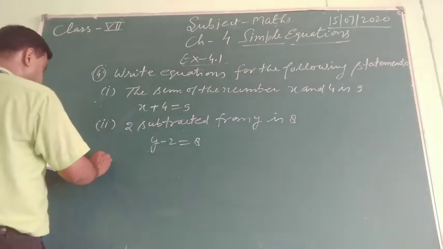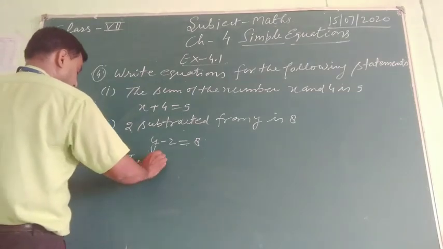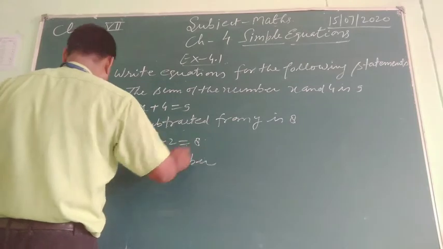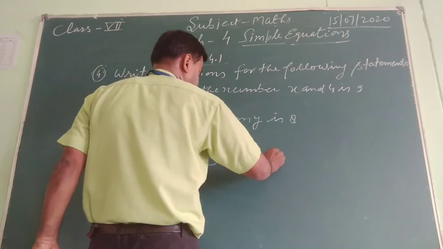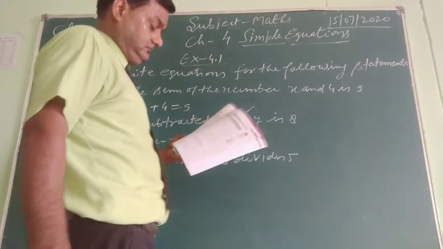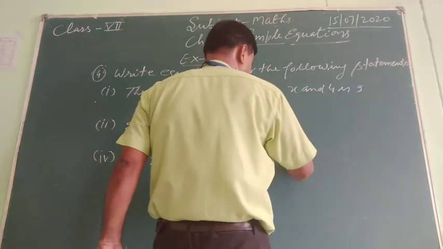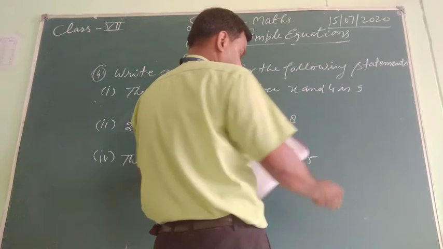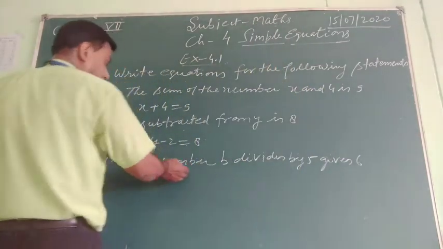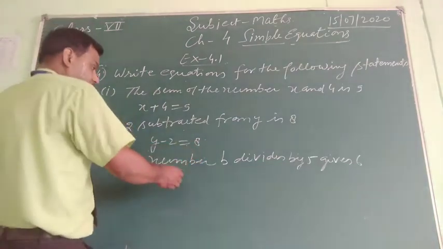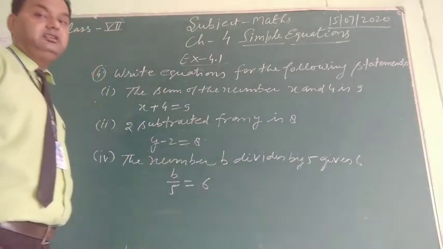Now the fourth part: the number b divided by 5 gives 6. So b upon 5 equal to 6. This is the equation.